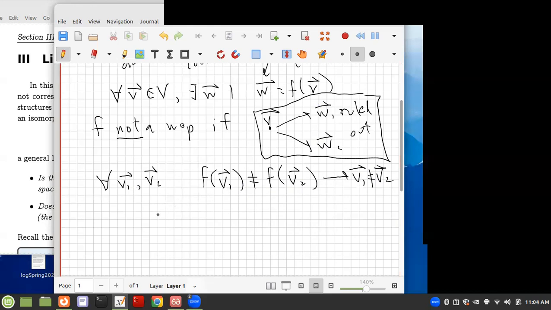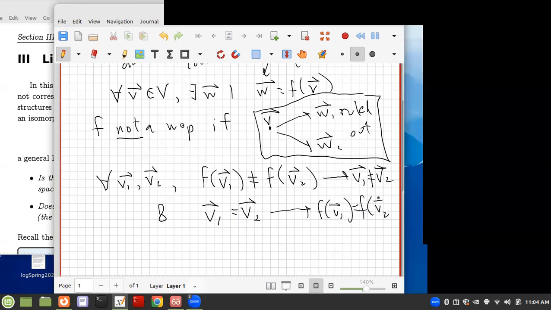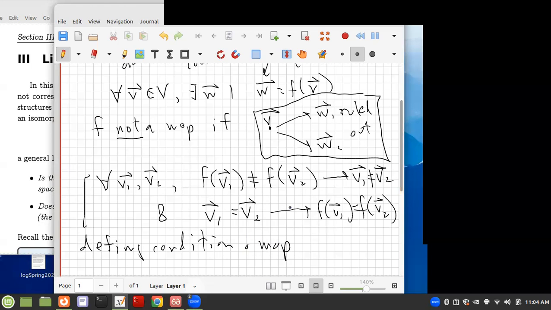Okay, but this has two negatives in it. So you can also turn it around, and this is logically equivalent: if v1 was equal to v2, like if you happen to choose a v1 and v2 and they happen to be the same, then that means that f of v1 has to equal f of v2. So those are two different ways of saying f is really a map. This is the defining condition of a map between vector spaces, okay?